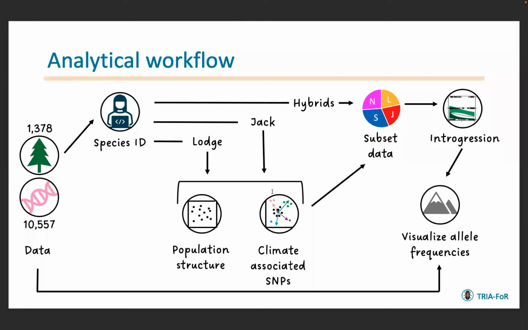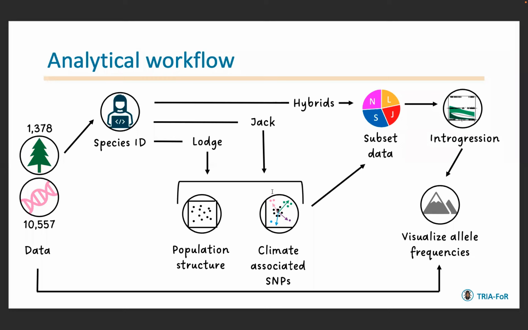And so we started with a pretty large data set. So we have over 1,300 individuals genotyped at over 10,000 SNP loci. And those are SNP loci that were from the AdaptTree SNP chip. And we broke those into separate groups based on their species ID. So we ran them through STRUCTURE to get at who was a hybrid, who was pure lodgepole, and who was jack pine. And then we took the lodgepole pine that was pure, and we looked for population structure, and we looked for SNPs that were associated with climate that suggest that they might be adaptive to those climate conditions.